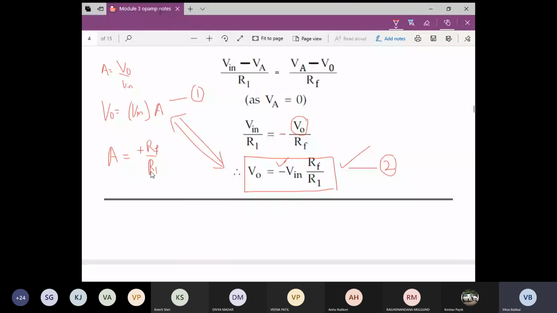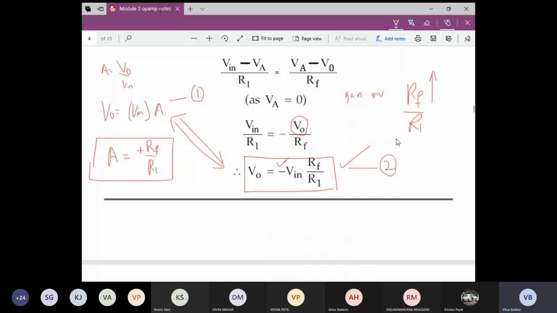So what exactly is A? A is my gain. So the gain of the inverting amplifier is given by RF by R1. Now tell me, if I want to increase the gain of the amplifier, what should I do with respect to RF and R1? Which one should I increase or which one should I decrease? RF should be increased, R1 decreased.